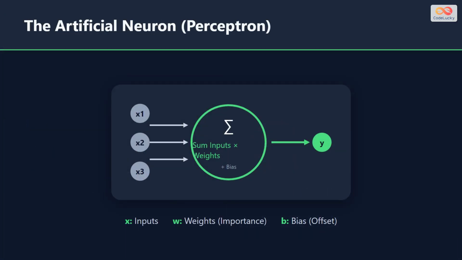Here is the fundamental building block: the artificial neuron, also known as a perceptron. It looks a bit like a math equation. It takes in inputs like the pixels of an image. Each input is multiplied by a weight, which determines how important that input is. We also add a bias, which is like a threshold. Finally, we sum everything up. This result is the neuron's potential output.